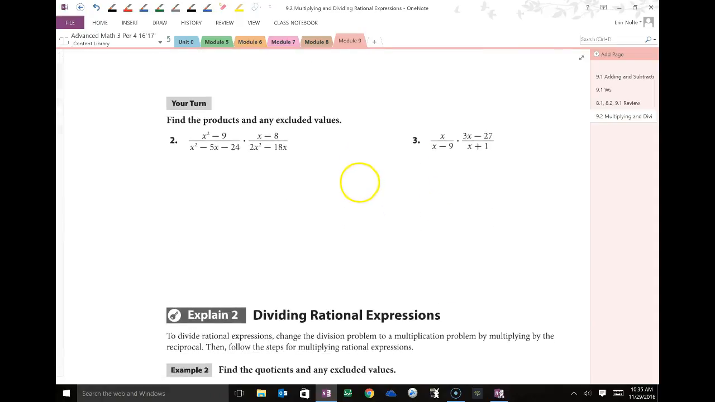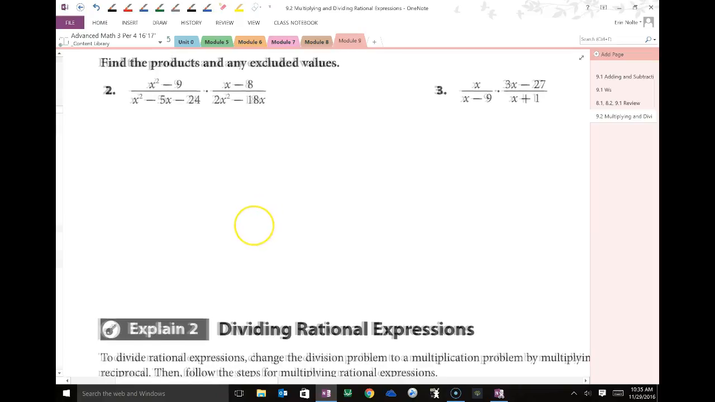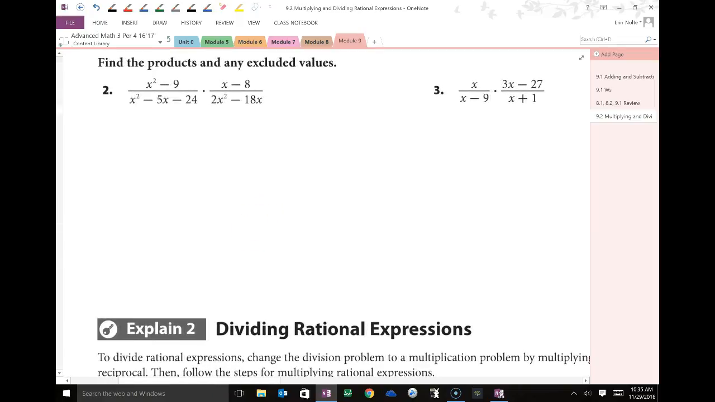Ooh, let's do this one. Number 2. Okay, so for number 2, what do I start with? What do I do first? Factor, okay? So I factor first.